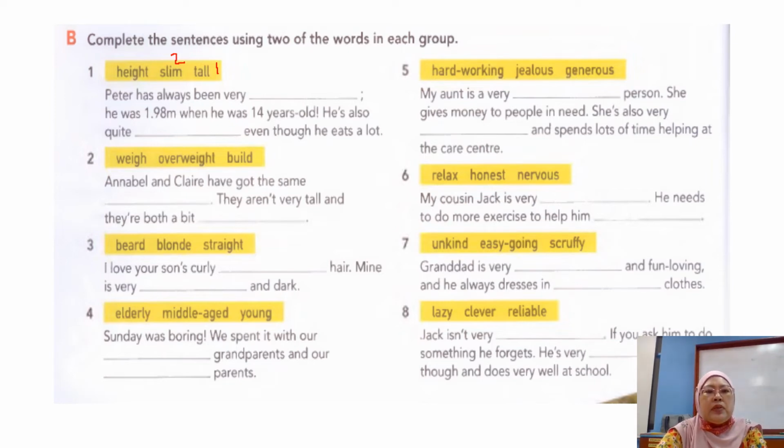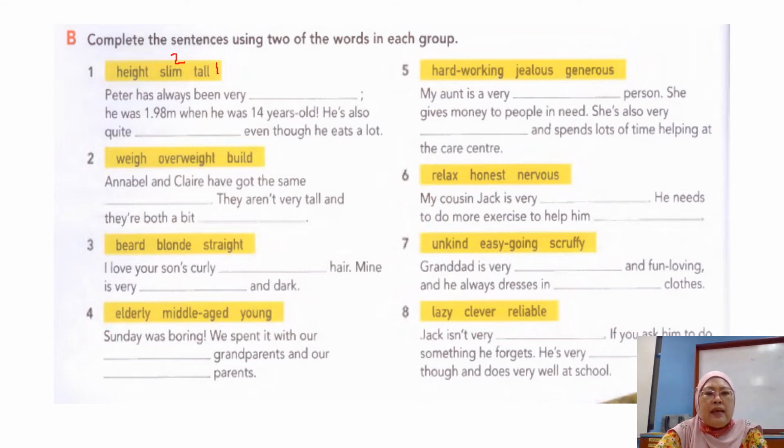Okay, number 2, we have the word weigh, overweight, and build. Build here means the size of the body. Overweight means quite plump. Weigh means berat.